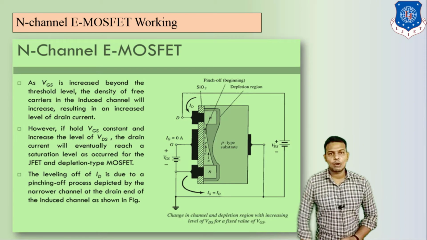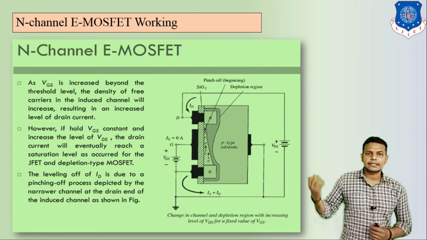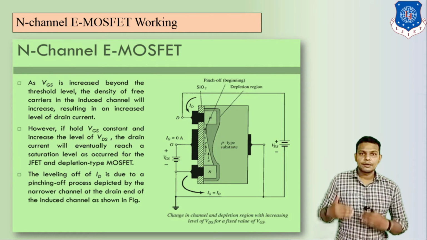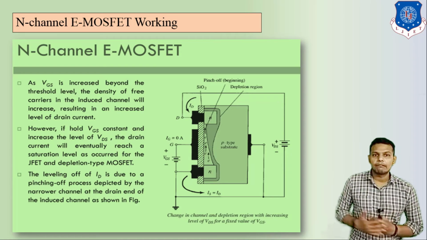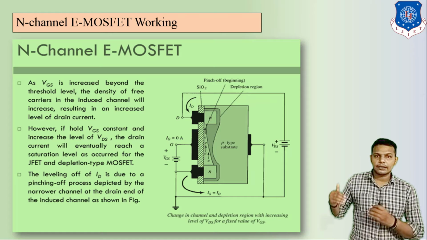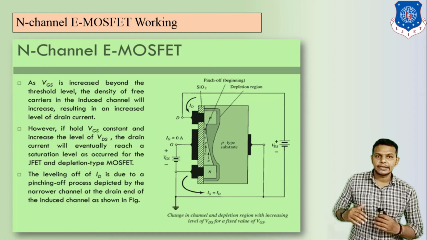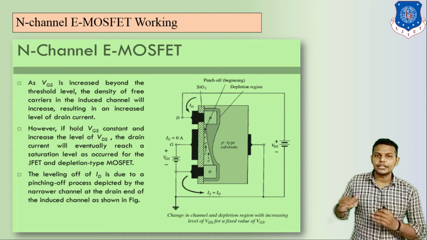Now let us discuss case number 3. Here we can see this is the construction. VDS is increased beyond the threshold level. The density of free carriers in the induced channel will increase, resulting in an increased level of drain current.